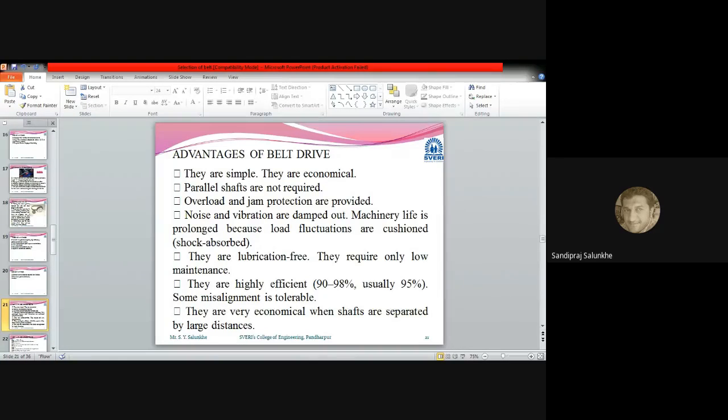Now, first advantage, if you are going to see, then obviously they are simple, okay, and they are economical. These belt drives, it may be flat, V, or timing belt, or grooved belt, multi-grooved belt. These are all simple and economical ones. This thing also we are going to compare with chain drive as well as with the gear drive. These belt drives are simple and economical.